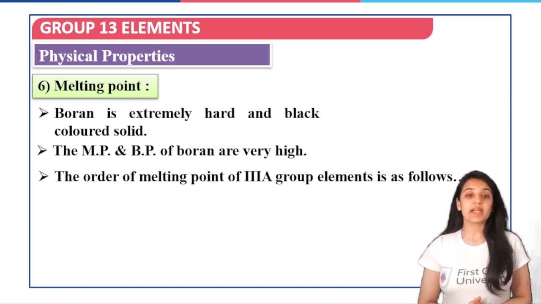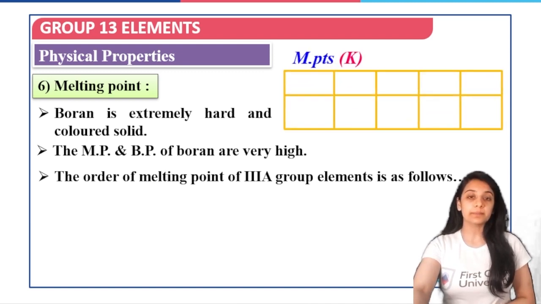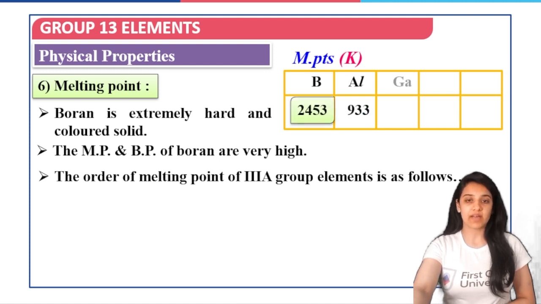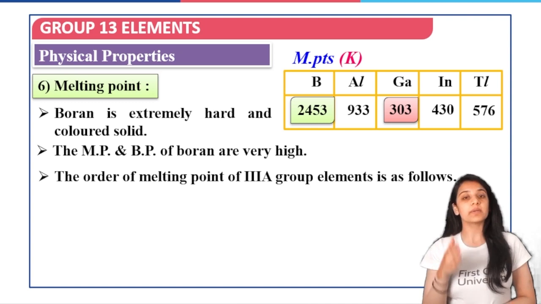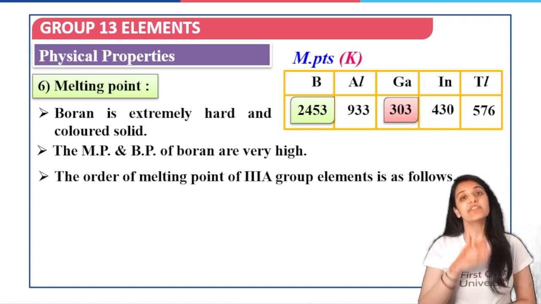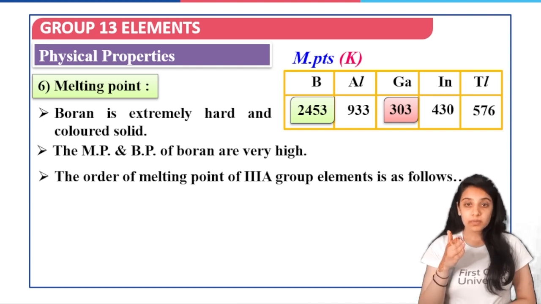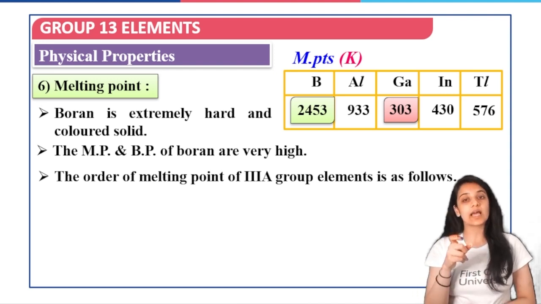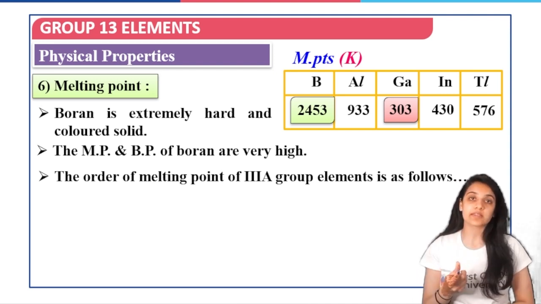The order of melting point is therefore going to be, if we talk about these values itself, we see that from boron to aluminium, it decreases, drastically decreases. Then from aluminium to gallium, it further decreases. Then from gallium to indium, it is increasing. And then from indium to thallium, again, it is increasing.